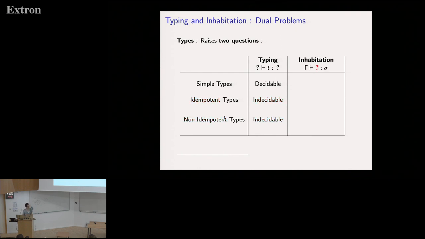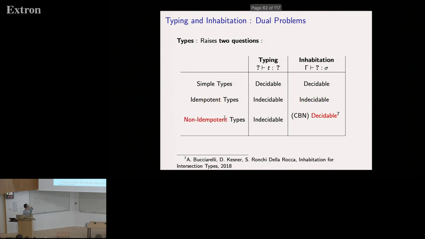However, what is interesting is to have a look at the dual problem, which is inhabitation. So this time, someone is giving you the type context and the type, and you have to find a term, a program, that can be typed using it. This is decidable for simple types. However, for idempotent intersection types, it is undecidable. What is interesting is that when we have a look at non-idempotent intersection types, we are bringing back the decidability for call by name. And the goal here is to show it for call by value.